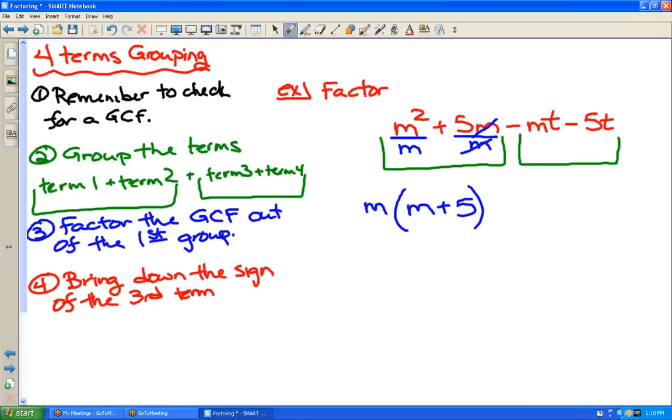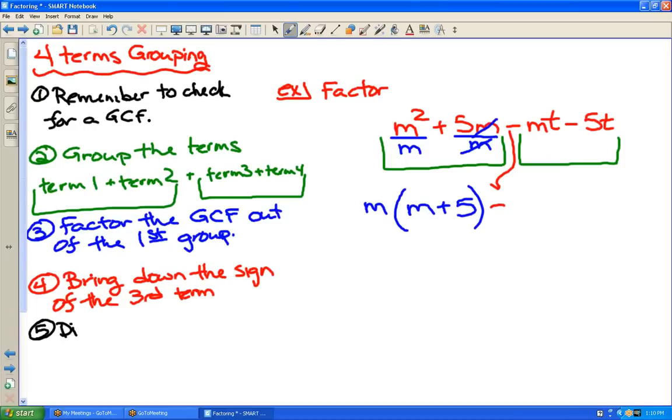Okay, this is a little silly, but when you're dealing with negatives, which really are not my friends, I need to deal with them, and I need to make sure that I'm paying attention to them. So my 4th step is always bring down the sign, whether it's a plus or minus, of the 3rd term. In this case, the minus, so it's coming down with the minus. That's going to be part of your GCF from the 2nd group. You don't have a choice. It has to be. Okay, so then step 5.